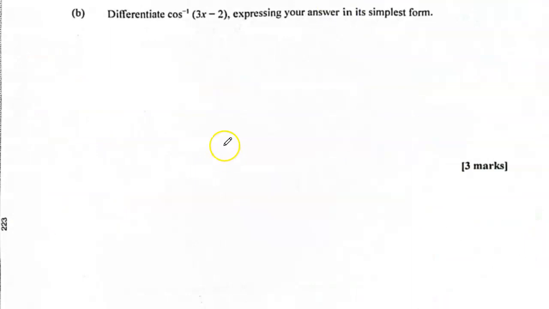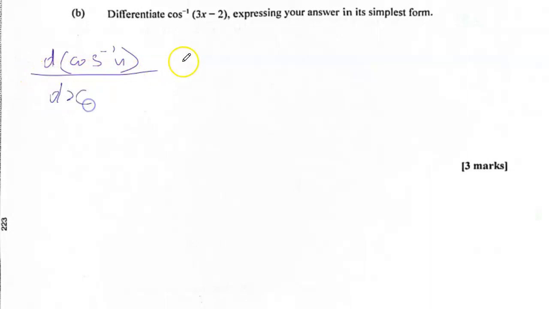Part B: differentiate cos inverse of 3x minus 2. Express your answer in its simplest form. So we know that the derivative of cos inverse u with respect to x is negative u prime over root 1 minus u squared. Using this, u would represent whatever is in the bracket.